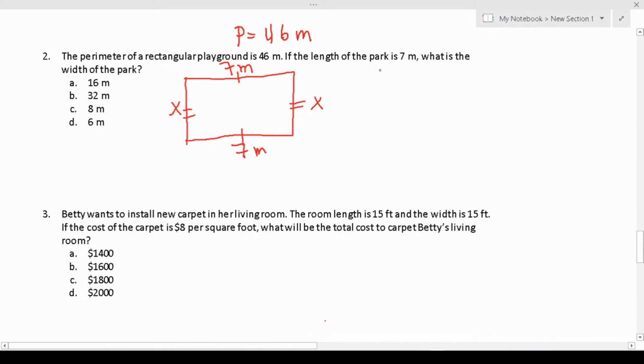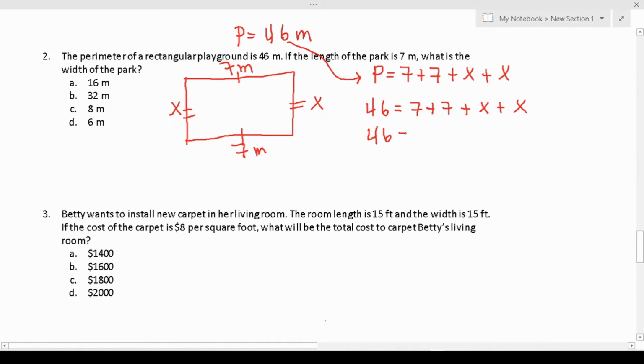Again, to find the perimeter of any polygon, you add up all their sides. So this would be 7 plus X plus X. And since we know what P is, let's plug this in place of P as our next step. So this is 46 equals 7 plus X plus X. Okay, so now we're just going to be solving for X, as you can tell.